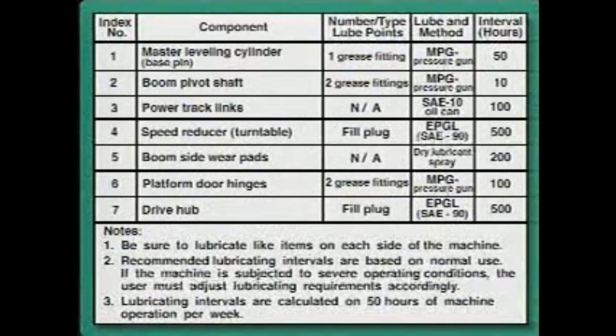column. For instance, item number 2 from this illustration is identified as the boom pivot shaft on this simplified lubrication chart. Reading across that line on the chart, you can find the number and type of lube points. In this case, 2 grease fittings, and the recommended type of lubricant and method of application. In this case, multi-purpose grease, abbreviated as MPG, applied with a pressurized grease gun or pressure gun. You can also find out how frequently the boom pivot shaft should be lubricated, which is every 10 hours.